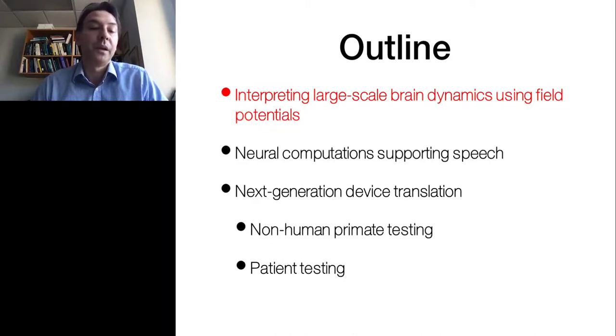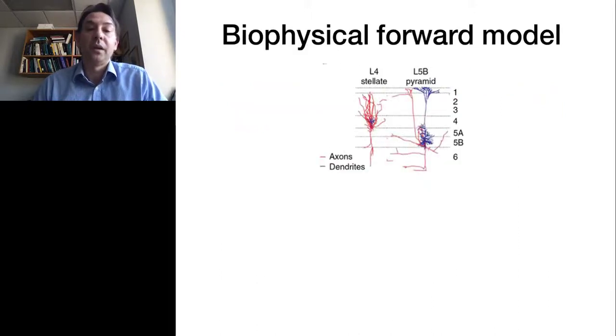So interpreting large-scale brain dynamics using field potentials, which is how we record the signals I just talked about, depends on having a model for understanding the measurement. The biophysical forward model is the model which generates from the source signals in the brain the field potentials that we can measure. And that biophysical model is informed by our understanding of cellular biophysics and electricity and magnetism in physics. So we have different types of cells, and we can record the activity on the axons and dendrites, axons shown in red, dendrites shown in blue.